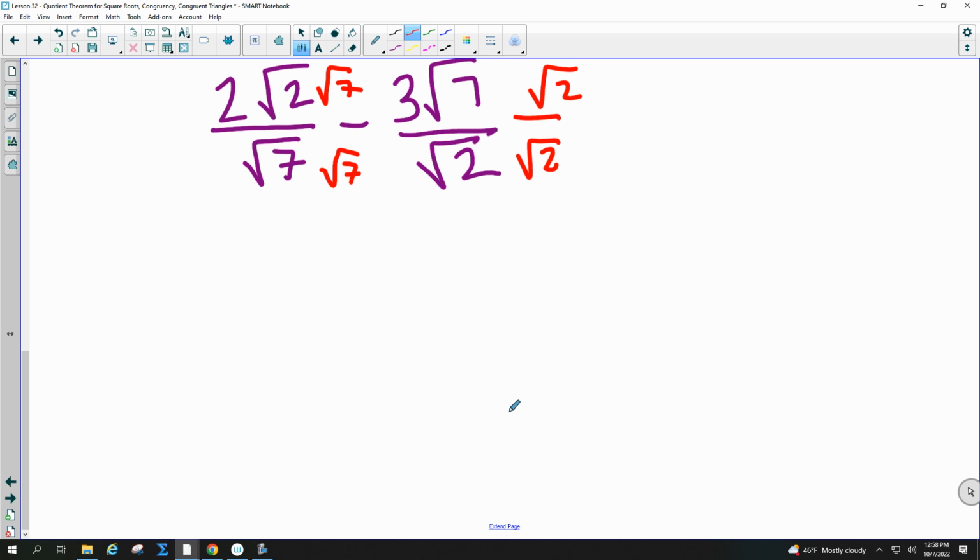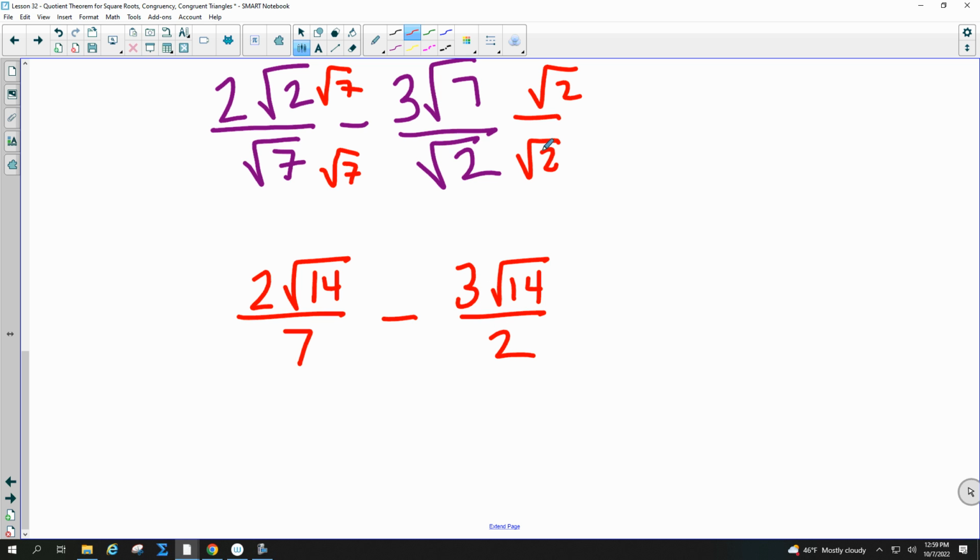So Will, what do I get on top and bottom here? It's 2 root 14 over 7. Good. And Rowan, what do I get top and bottom here? 3 root 14 over 2. Good. Actually, a lot of people miss this one. A lot of people put 4. So make sure you do square root of 4, which is 2. All right, now we need a common denominator.